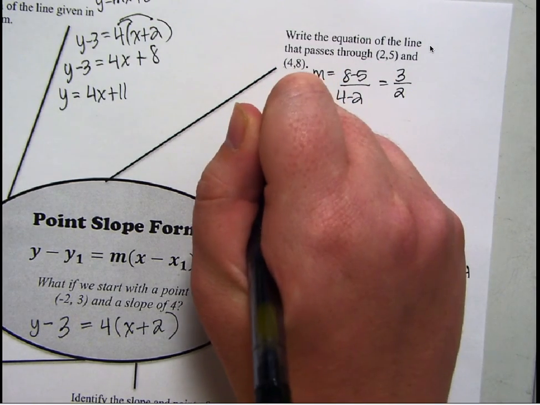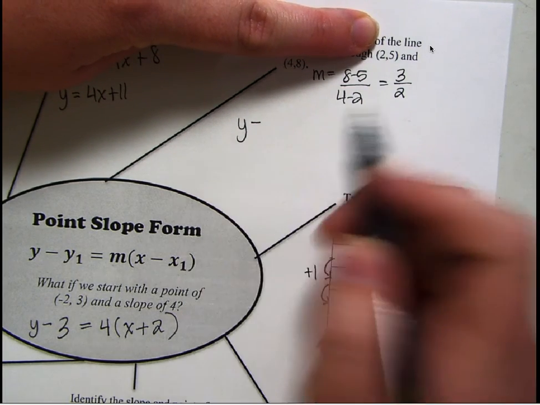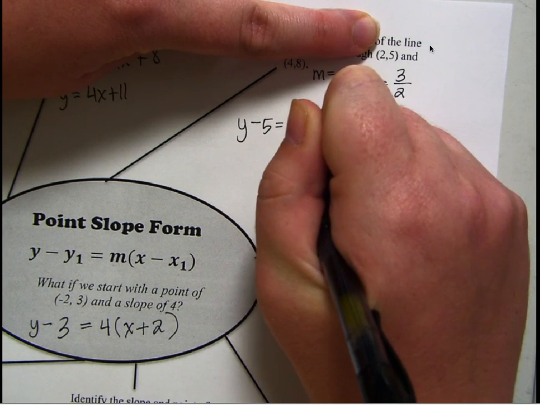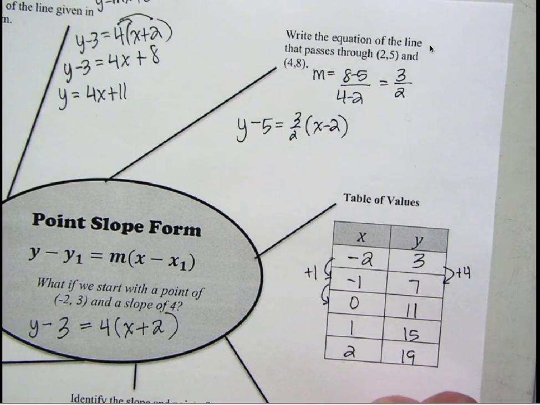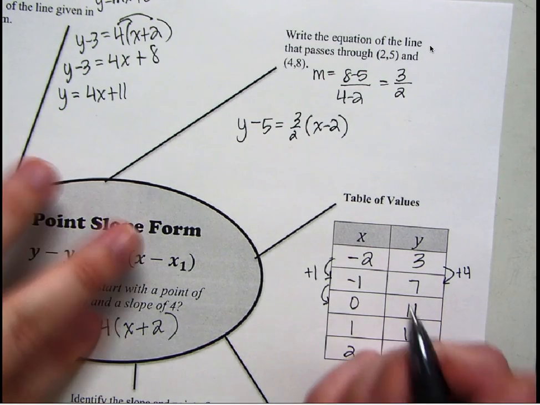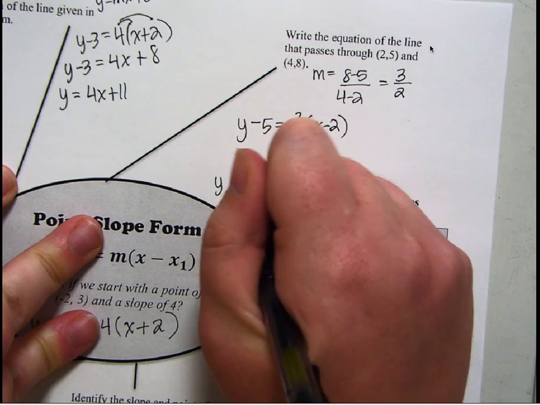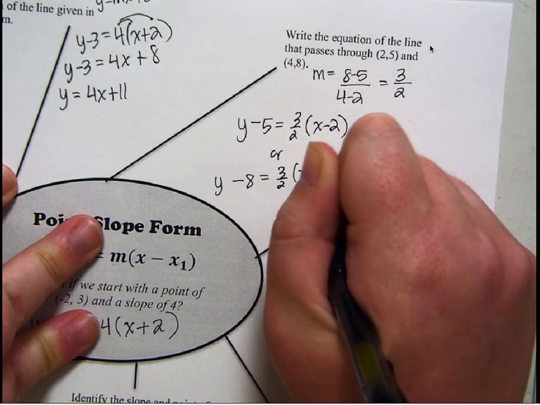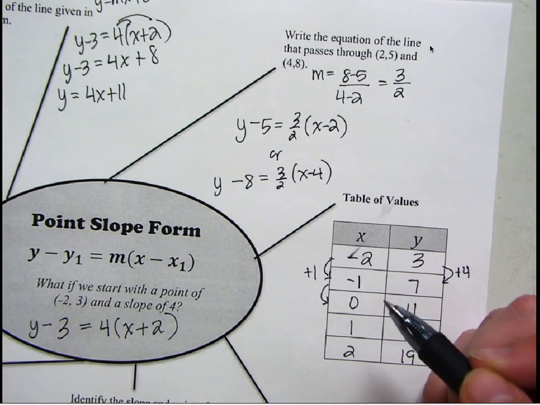To write our equation, let's use the 2, 5. Y minus, the y value is 5, so y minus 5 equals negative 1/2, parentheses, x minus 2. Done. How easy was that? Pretty easy. Okay, you could have also written the other ordered pair. What that would look like is y minus 8 equals negative 1/2 times the quantity x plus 4. So either one of those would have been acceptable for a final answer.